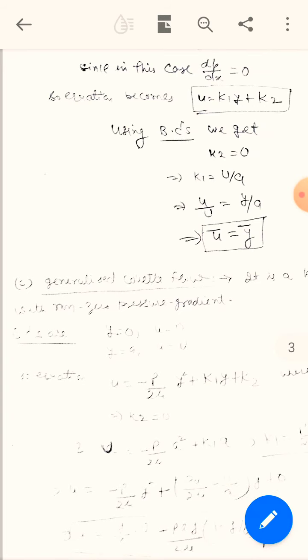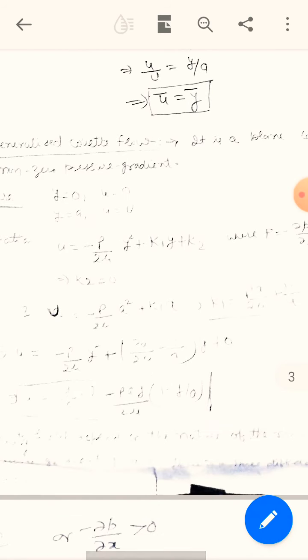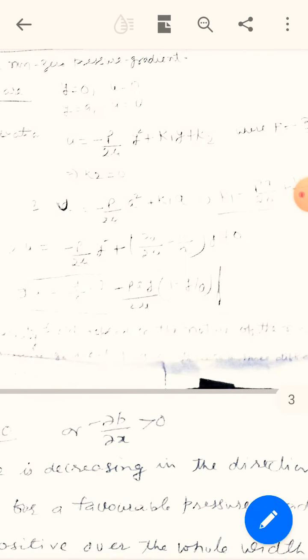The next case of laminar flow is generalized Couette flow. Generalized Couette flow is plane Couette flow with a non-zero pressure gradient. When y is equal to 0, u is equal to 0, and when y is equal to a, u is equal to capital U. Using these conditions, we get the result, and this result is the combination of plane Poiseuille flow plus plane Couette flow. So these are the three cases that arise, and we have discussed them.